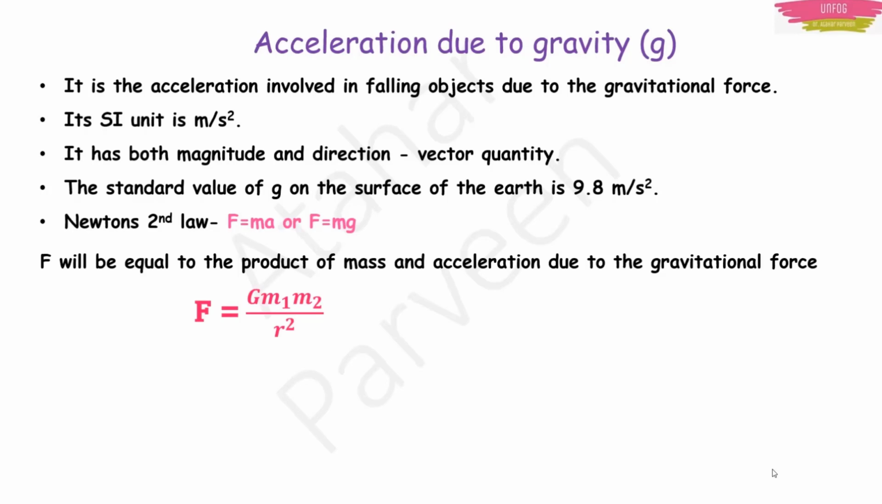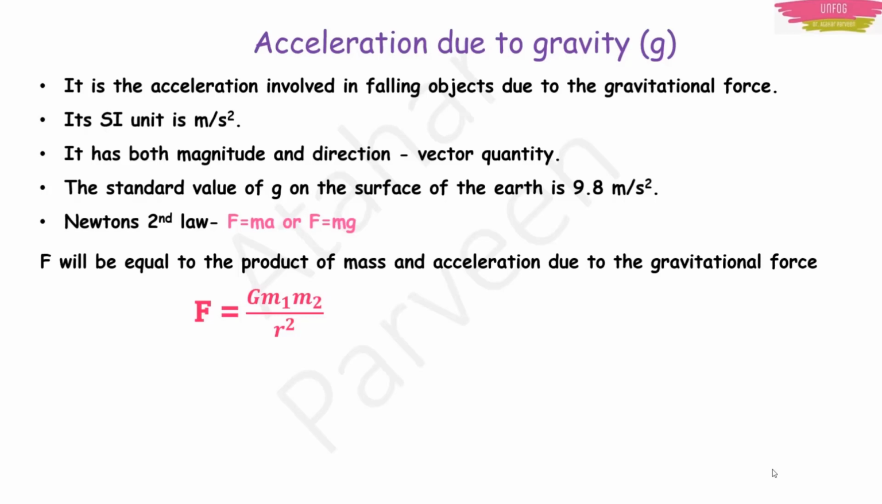Now, just now we have told that with Newton's law of gravitation, force is equal to G into m1 m2 upon r square, right? See, remember this small g is acceleration due to gravity, capital G is the gravitational constant. Please don't get confused, okay? The capital G is the gravitational constant and small g is the acceleration due to gravity.